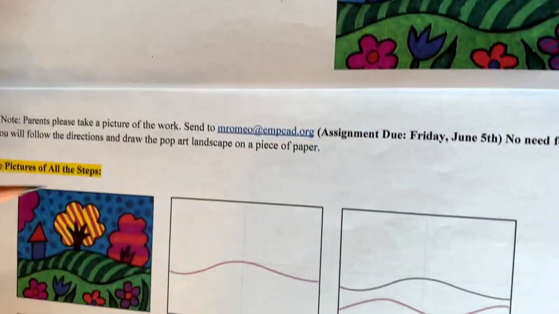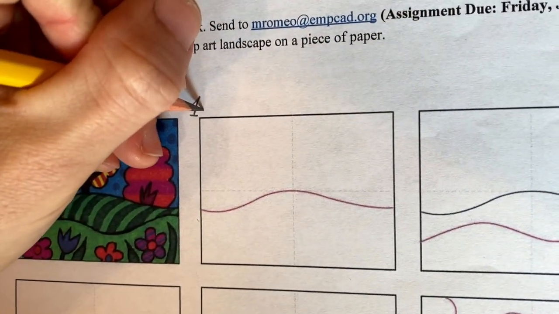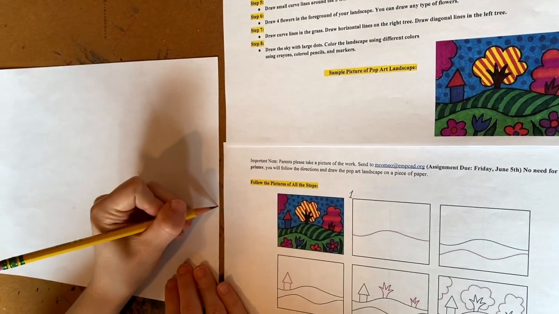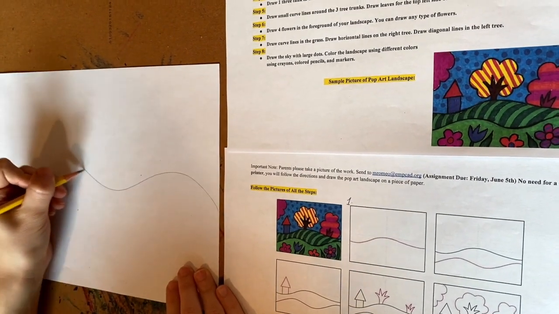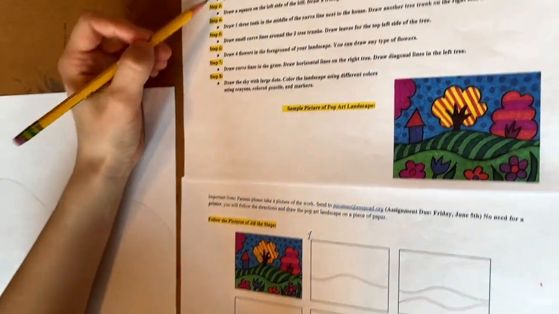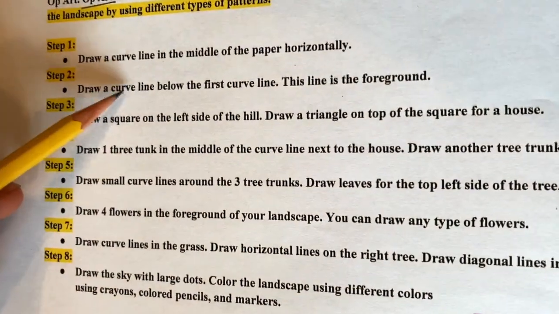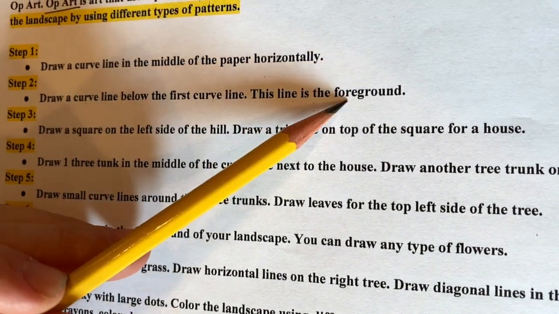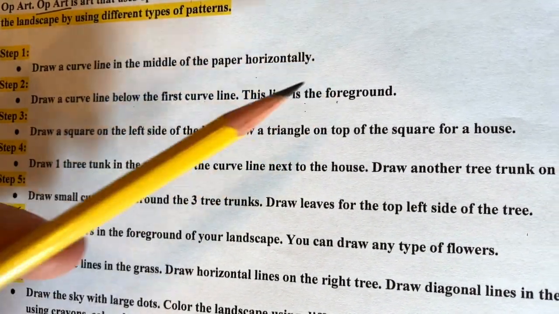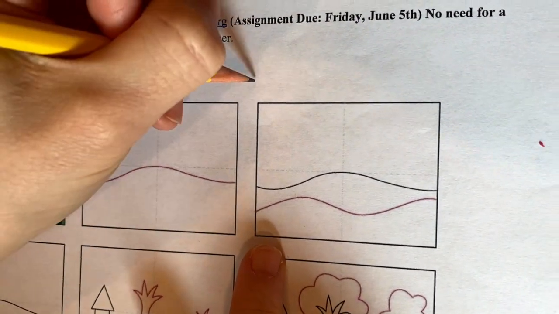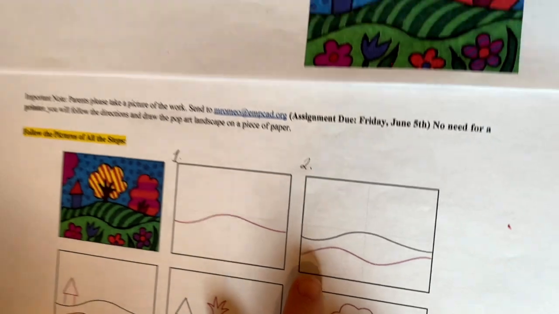So here is picture number 1, and here is the middle of the paper, and we're going to draw a nice curved line. So that's step number 1. Step number 2, draw a curved line below the first curved line. This line is the foreground. The foreground means that it is going to be in the front of the landscape.